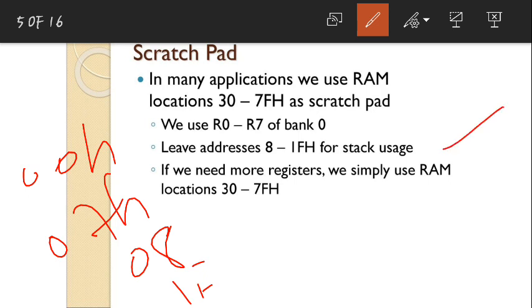That is what he has given here, because by default the stack pointer will be initialized at 07. Whenever you write a push instruction, it will increment by 1 and start to push the values onto that stack. Next, if we need more registers, we generally go for this general purpose register, the scratch pad we say.